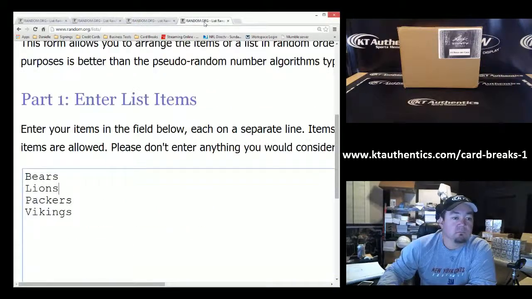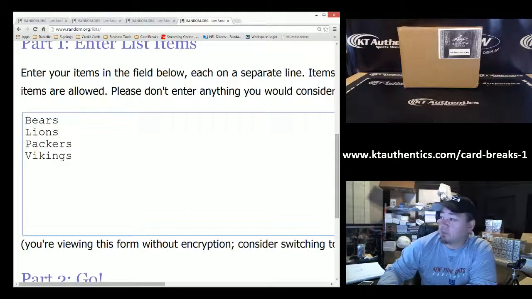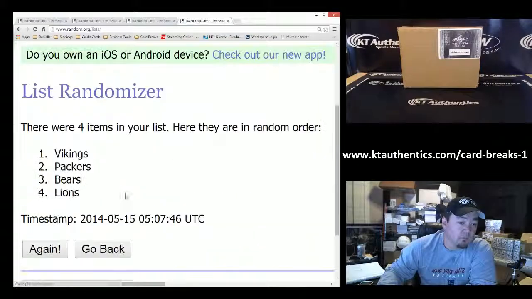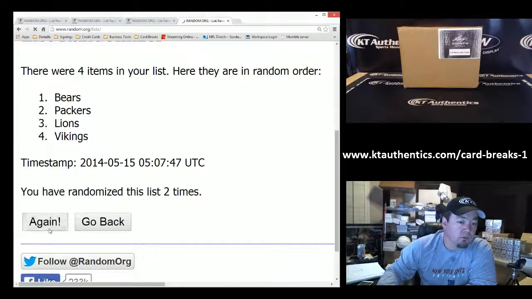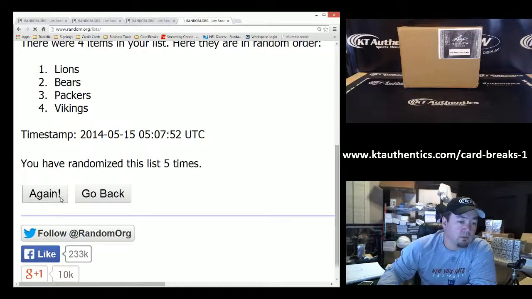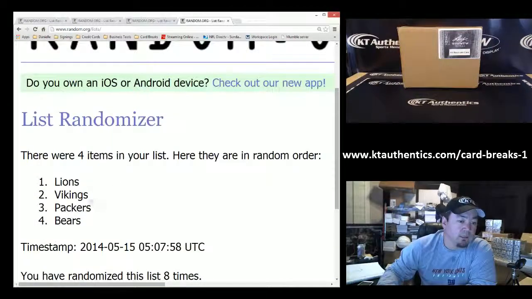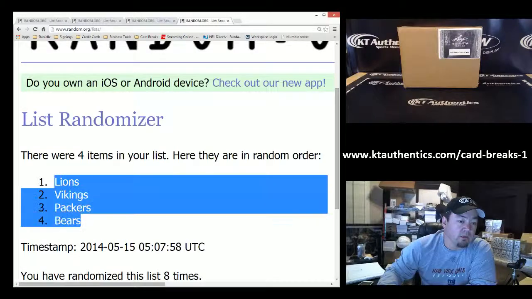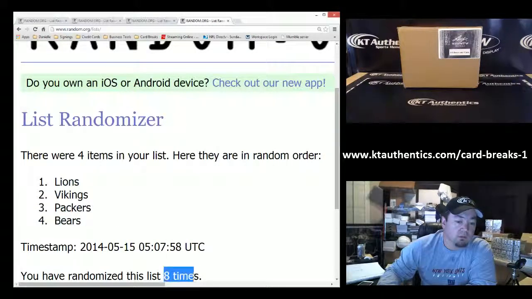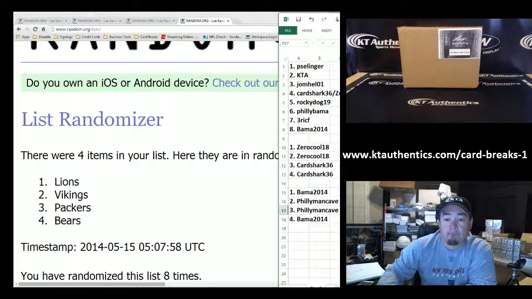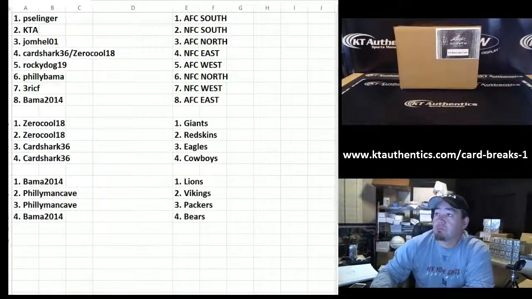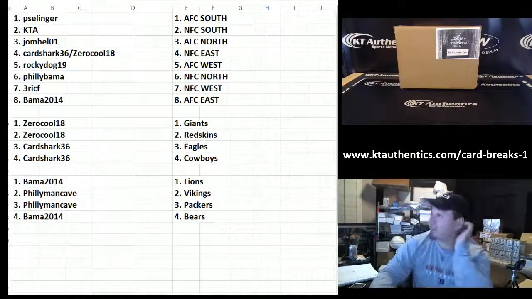Alrighty. Bears, Lions, Packers, and Vikings. Eight times. One, two, three, four, five, six, seven, and eight. Lions, Vikings, Packers, and Bears. Oh my. Eight total times. There it is now, guys. Anybody else?